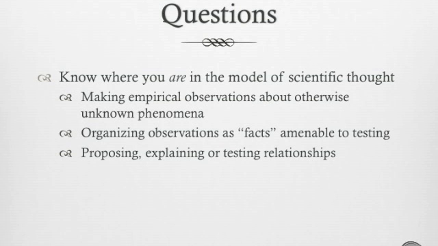And so in the testing phase, we would actually propose some relationships. We would try to explain these relationships. We would test these relationships and try to use these relationships to predict what we might see in a different situation or a different context.